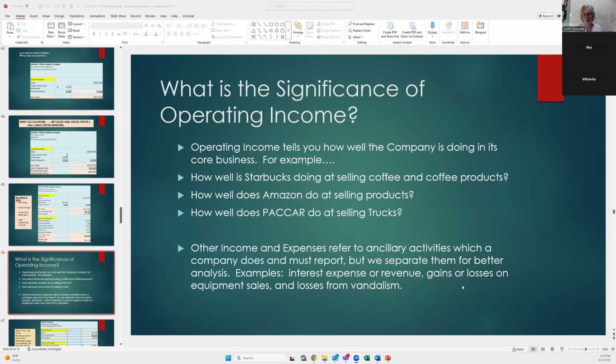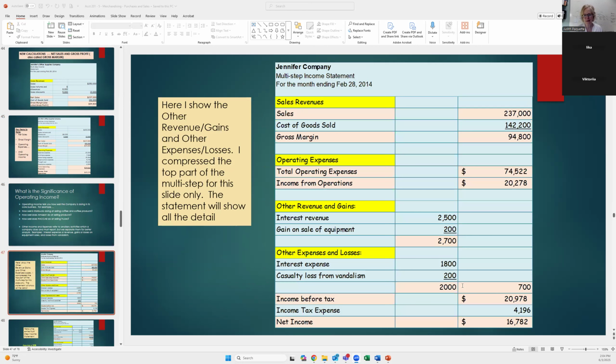And we talk a lot about the importance of operating income. So here we go, and we're moving forward. I compress the operating expenses here. Do not do that on the exam. I want you to list each account separately. This is just to get it onto one page. Okay? But I want to show you the other revenues and the other expenses.